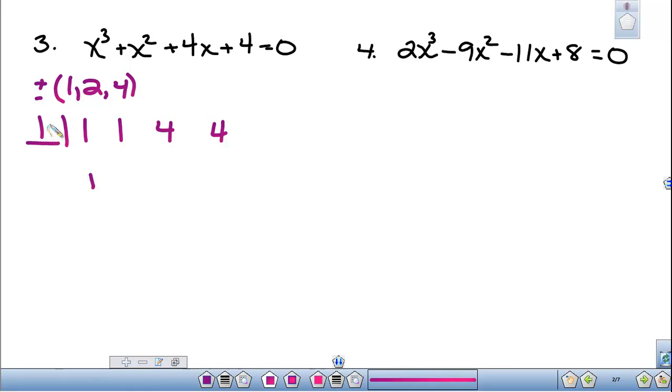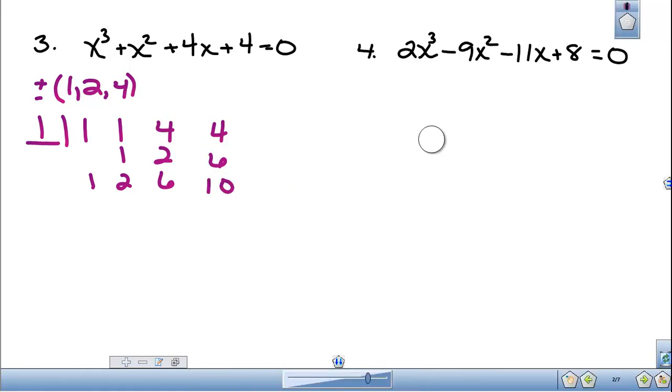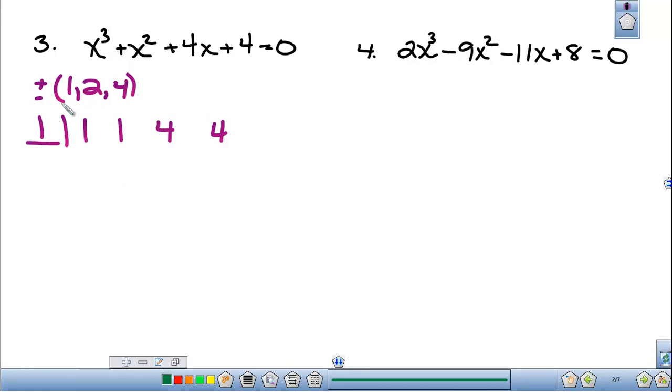So I'm going to start with my favorite number 1. And I'm going to multiply and add, multiply and add, and I can already see that this one is not going to be a 0 because that adds up to 10. So again, we're going to strike the number 1 off the list and try another candidate. And I'm going to go with -1.